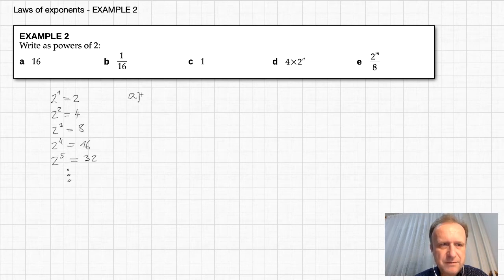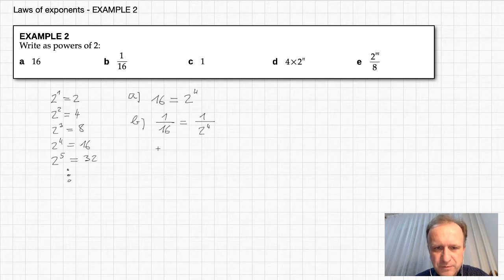In part A, we have to replace 16 as a power of 2. So you already know from what I showed you just now that 2 to the power of 4 is 16, so you just write it as 2 to the power of 4, and that's it. In part B, we have to rewrite 1 over 16 using the power of 2. So 1 over 16 is, well, you can use 1 over, and then 16 is 2 to the power of 4.